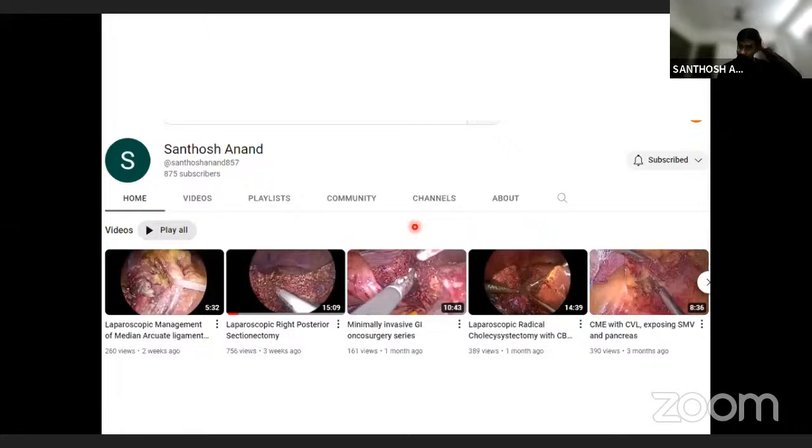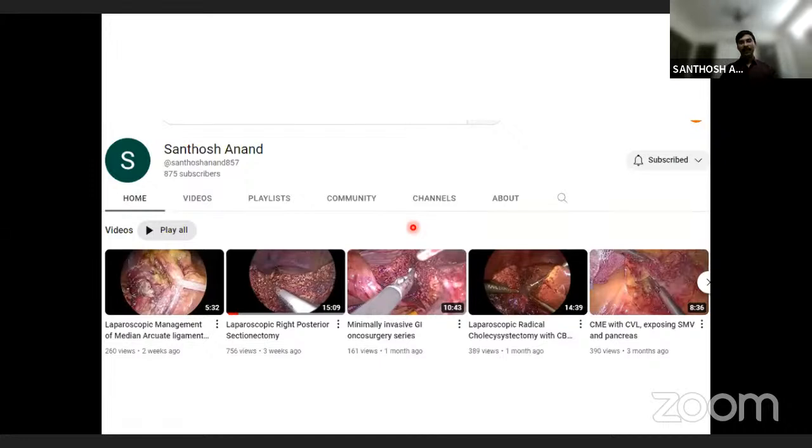Vascular injury during cholecystectomy. See what happens. The right hepatic artery goes close to the portal vein. I'm sorry, the right hepatic artery goes close to the common bile duct. And whenever the injury happens, the right hepatic artery is also injured.